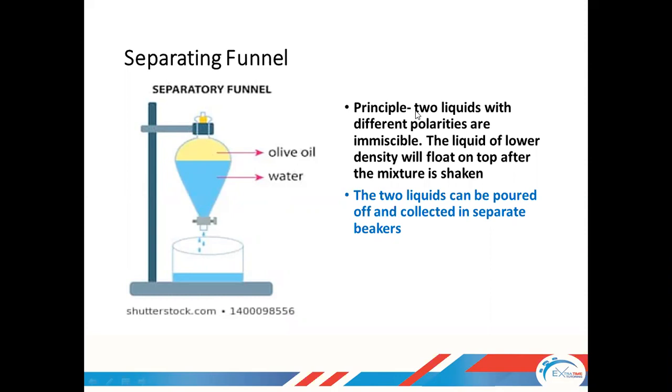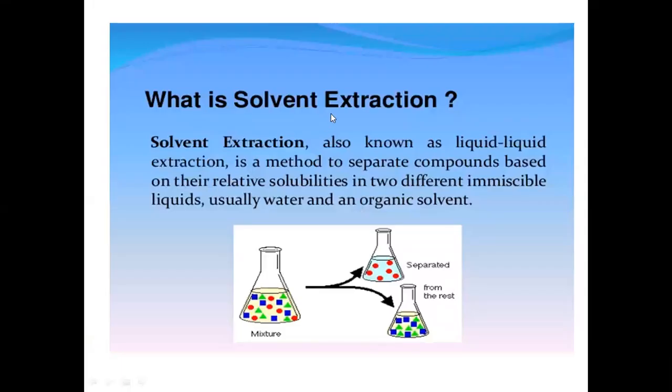So the principle is that the two liquids have different polarities and they are immiscible. The liquid of lower density will float on top when the mixture is shaken. Now to separate them, you would open the top and collect one liquid. And then once this liquid is out, you will move the container and use another container to collect the second liquid afterwards.